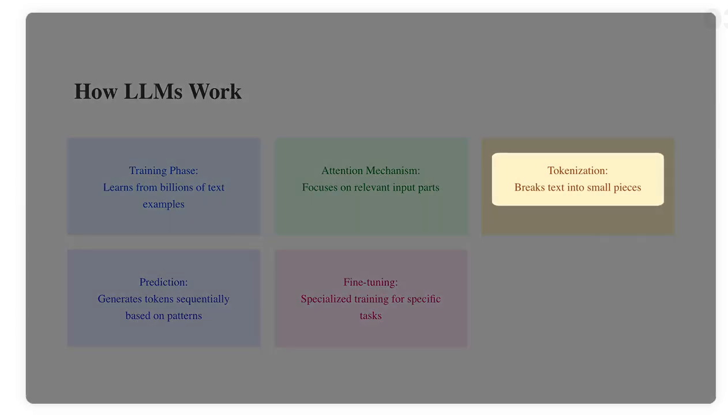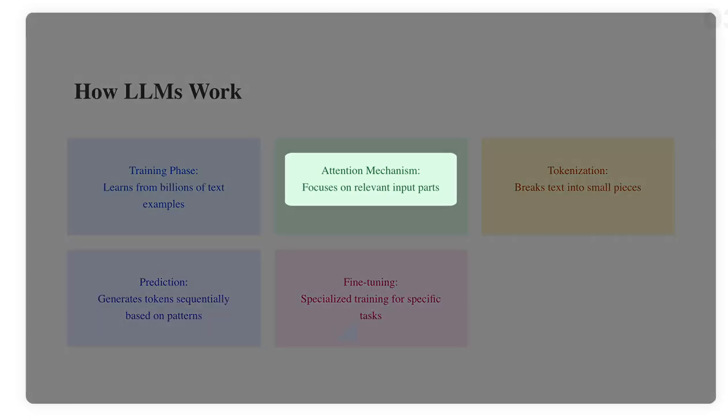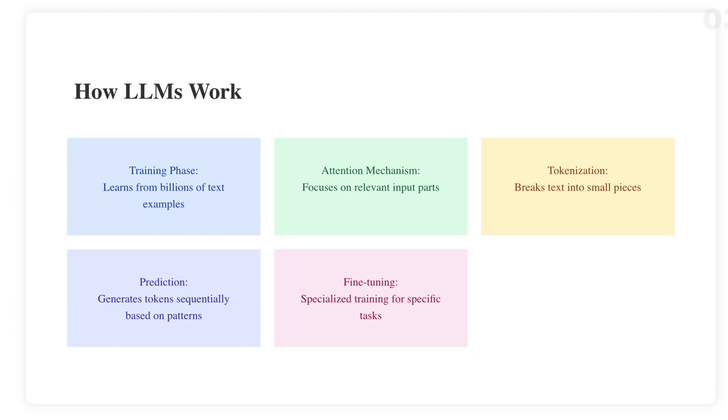Before processing any text, LLMs use tokenization to break text into small pieces called tokens. These tokens can be whole words, parts of words, or even punctuation marks. The attention mechanism is what makes LLMs so powerful. It allows the model to focus on relevant parts of the input when generating responses, similar to how you focus on keywords when reading a sentence.